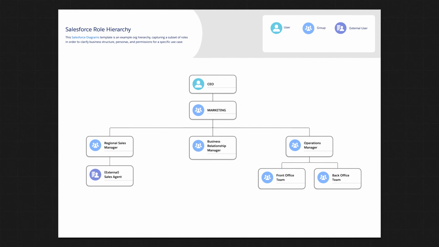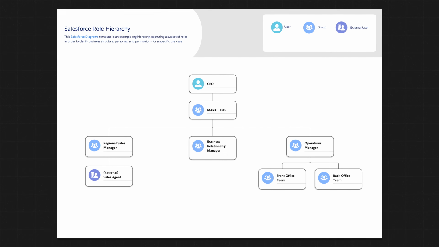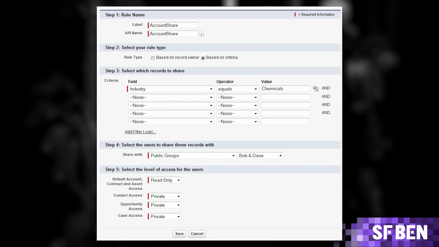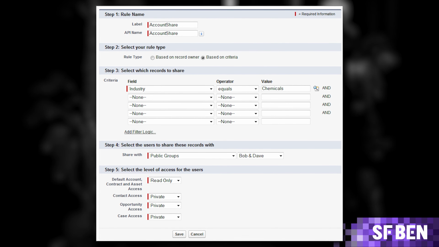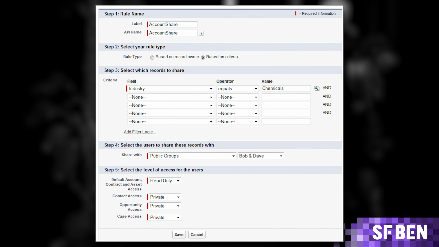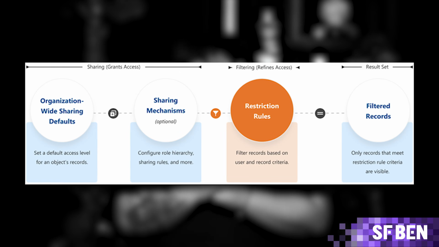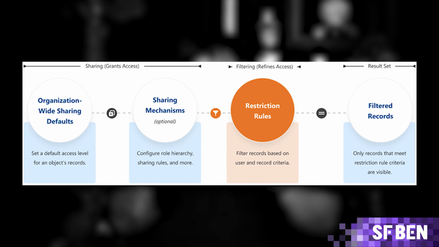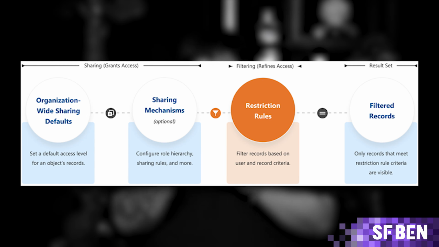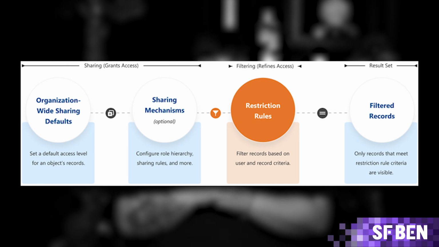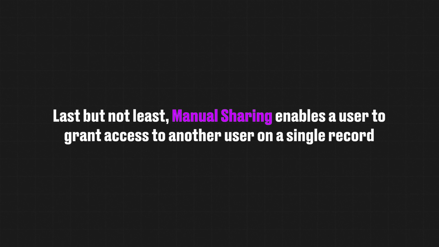The role hierarchy in Salesforce works like an organizational chart. It lets users higher up the hierarchy see, edit, and report on records owned by the people below them. In other words, it helps extend record access beyond what's defined by your organization-wide defaults. Sharing rules come next. They extend access beyond what users automatically inherit from OWDs and the role hierarchy. Using restriction rules, you can apply filters to determine which child records a user should be able to see, using user permission criteria combined with record criteria. Last but not least, manual sharing enables a user to grant access to another user on a single record.